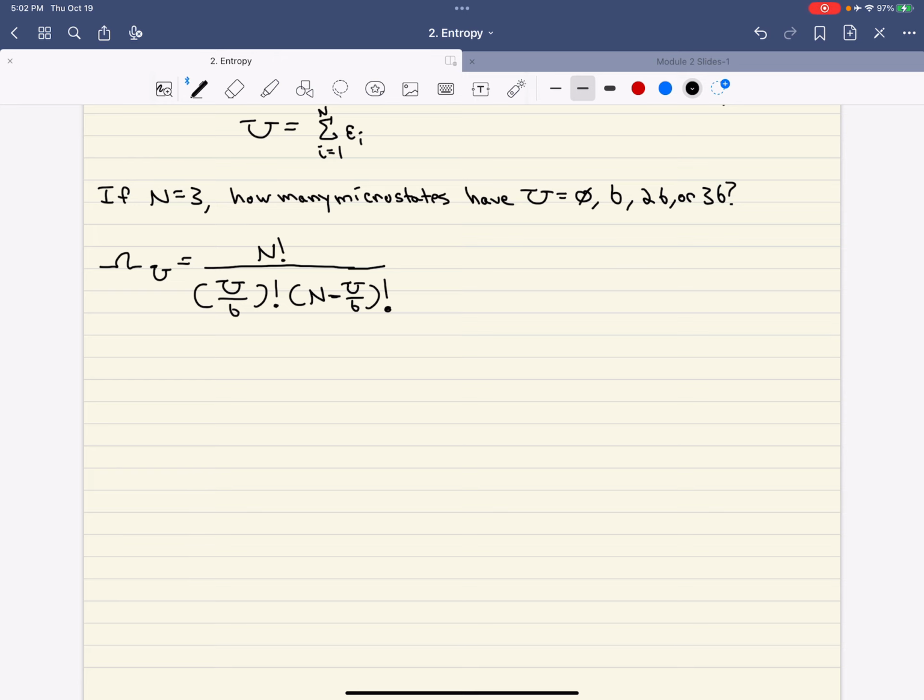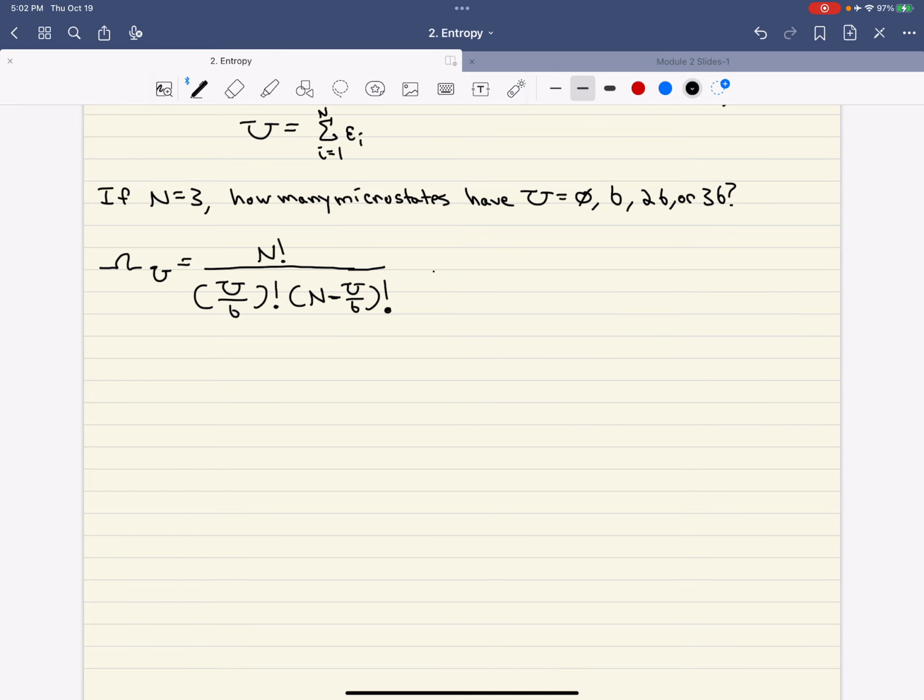Let's consider the case where our total internal energy is equal to 0. Here we have our 3 molecules. If U is equal to 0, this ratio would also be equal to 0, so we have 0 factorial. Then here we would take n minus 0. If you remember, by definition 0 factorial is just equal to 1. Here we have 3 factorial, and here we have 3 minus 0 factorial, which is also just 3 factorial.